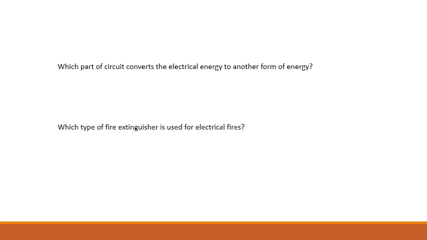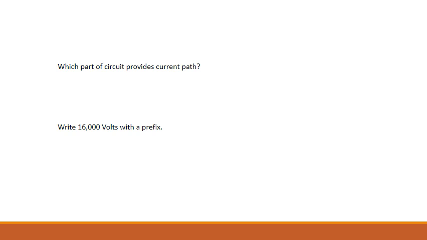Which part of the circuit converts the electrical energy to another form of energy? The load. Which type of fire extinguisher is used for electrical fires? Type C extinguisher. Which part of the circuit provides a current path? The conductor.